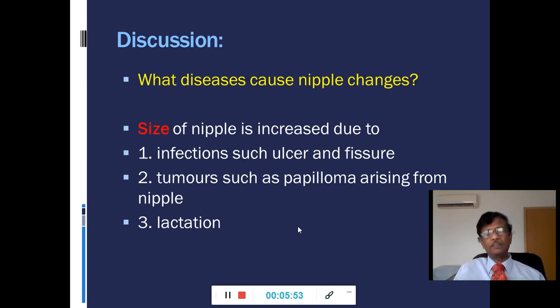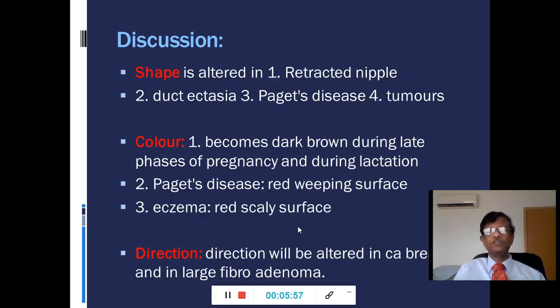During lactation, the nipple size will definitely increase. The shape of a nipple is altered in a retracted nipple, in ductectasia, third in Paget's disease, or sometimes tumors arising from the nipple also.